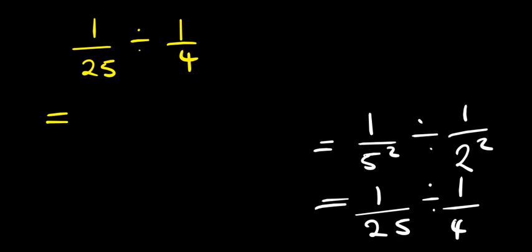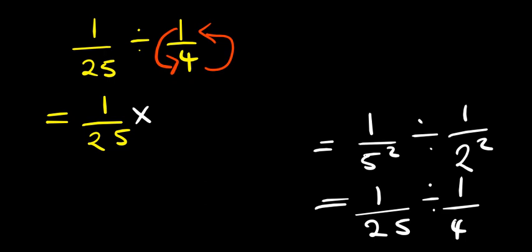Now if we simplify this, what are we going to have? We're going to have 1 over 25. Every time you are dividing, you know the symbol changes. It changes to multiplication. Then what do you do to your numbers here? The denominator goes on top, the numerator comes down. So in this case I'm going to have 4 on top over 1.